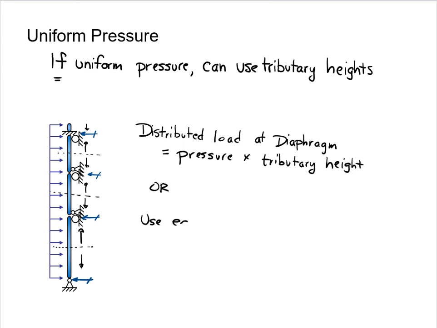Of course, we could use equilibrium instead. For uniform pressure, we get exactly the same results as long as the top segment is treated like a cantilever. If the pressure is not uniform, meaning not constant for the entire height, we must use equilibrium.